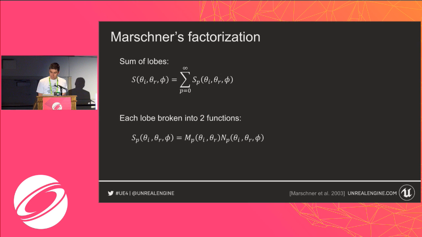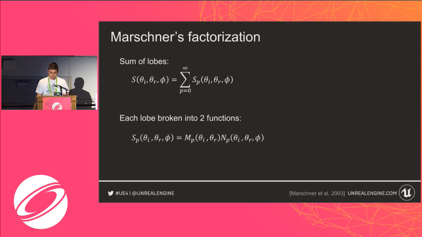Marschner's factorization of the shading separates things into a sum of these lobes, P standing for the number of times that the path passes through the interior. So it goes from R, TT, TRT, and so on. And all of these individual lobes get summed up.